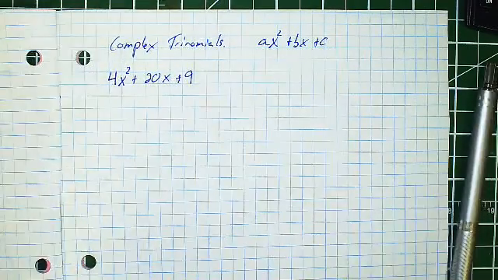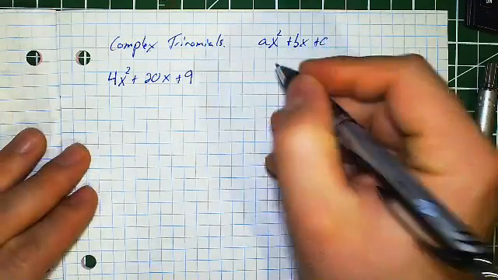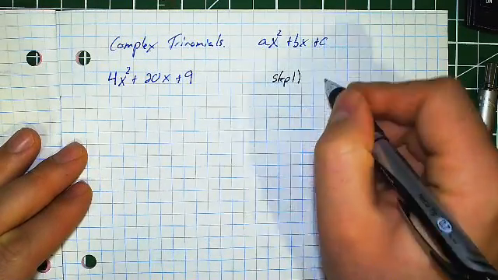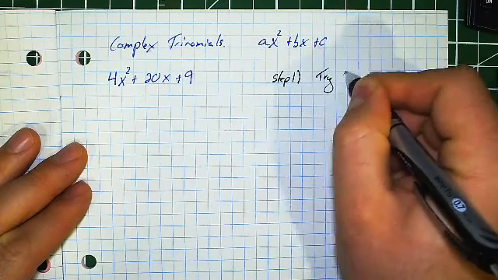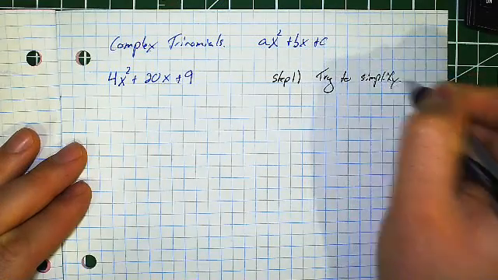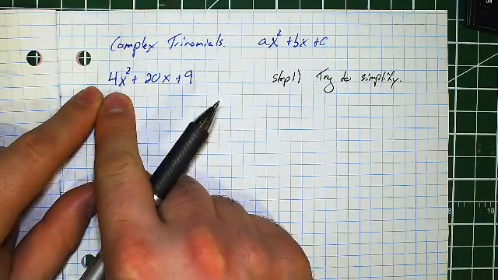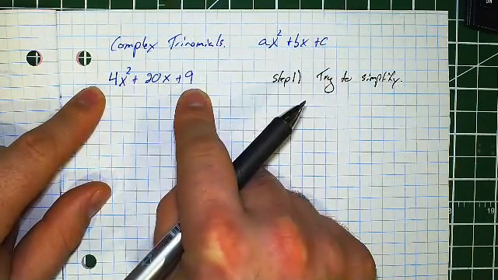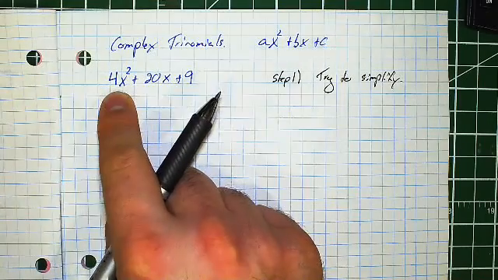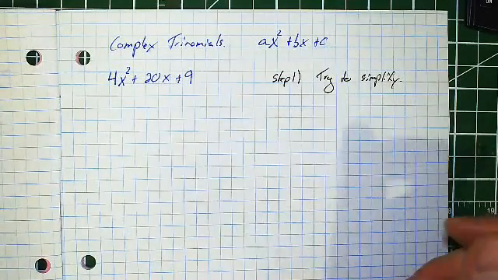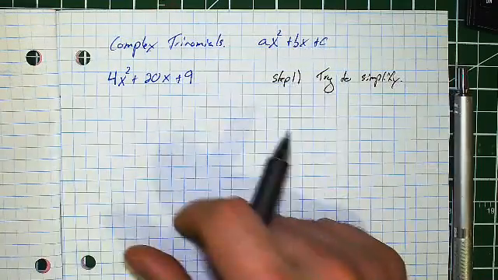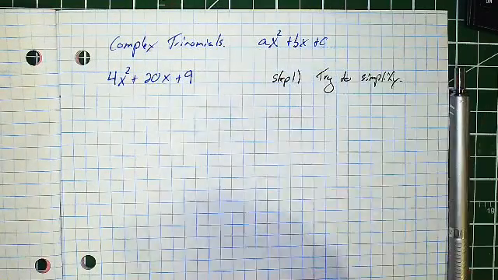Now, before we do anything else, I'm going to tell you right now that your step 1 is always going to be to try to simplify. Because if I can pull a number out of 4, 20, and 9, then I could simplify this down to a simple trinomial. It will make this a very quick and very easy question. However, in our situation, with 4, 20, and 9, we can't pull anything out, so this will be a complex trinomial. We have to follow through the rest of the steps.